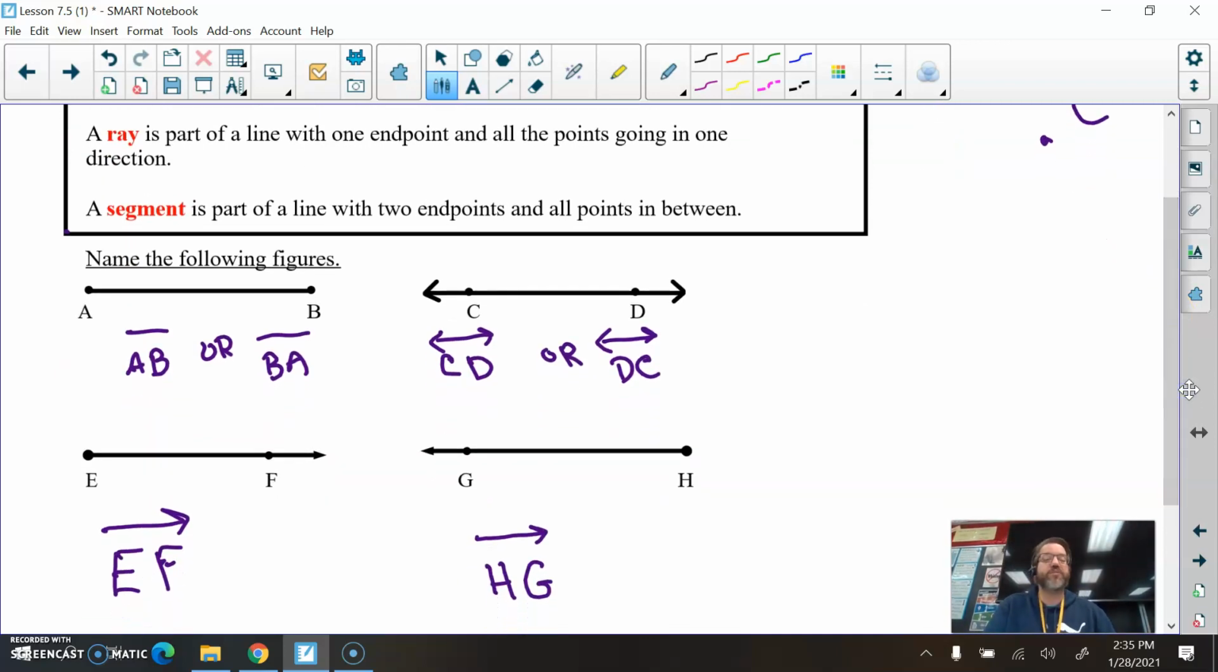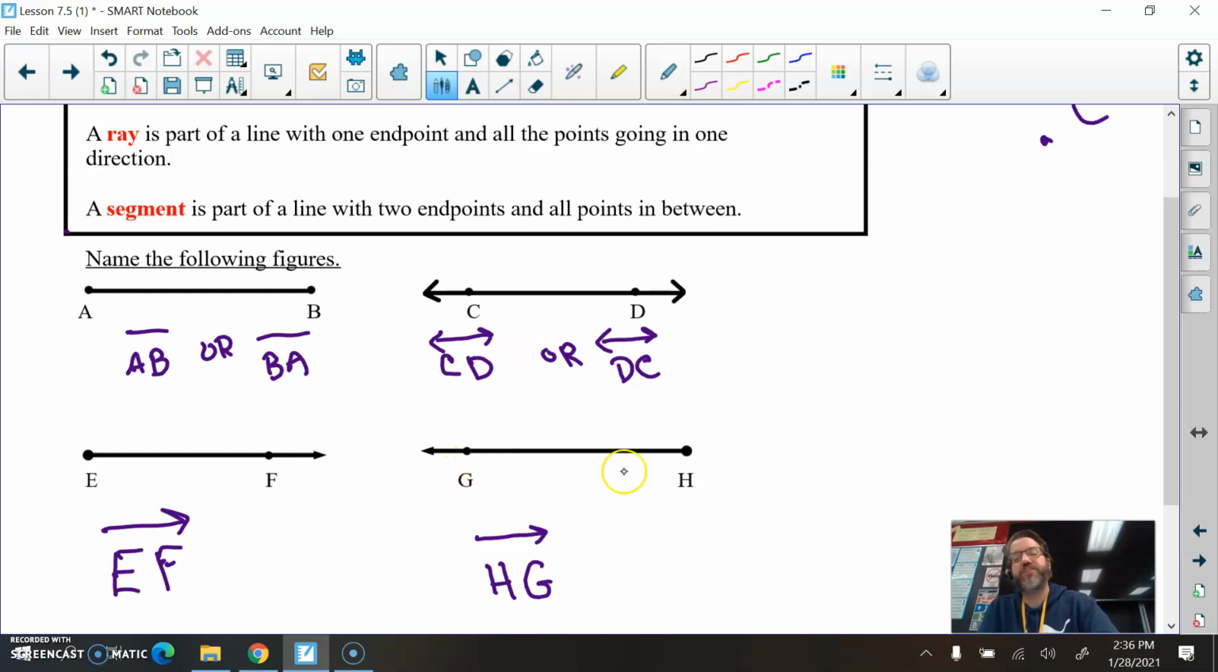These I already labeled, it looks like. Now I'm looking at a ray. See how it starts at a specific point here? Point E, and then it travels forever to the right. We call this ray EF. See how the ray symbol is just a little arrow? So it starts at point E, it travels through point F, and continues on forever. Now look at this next ray.